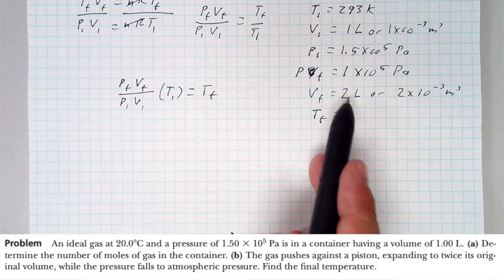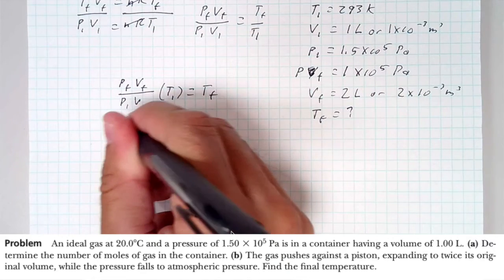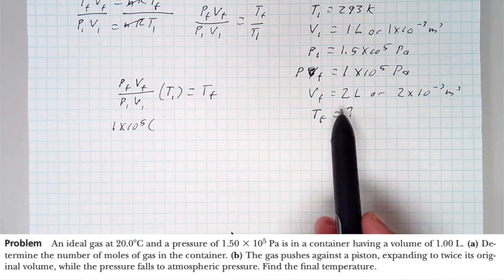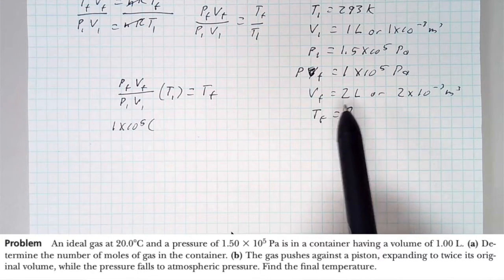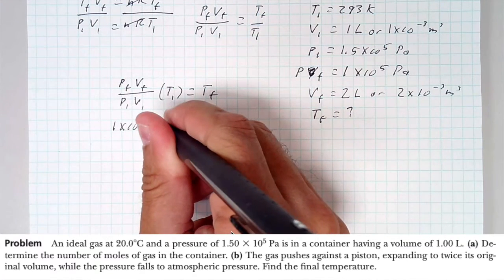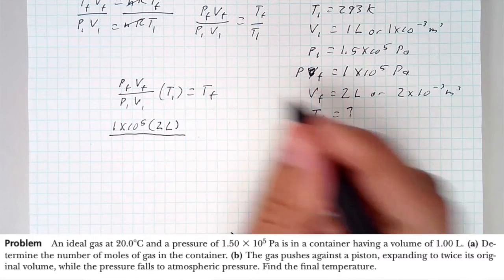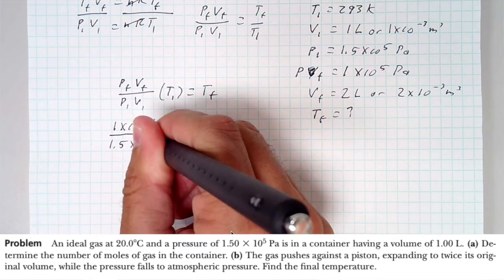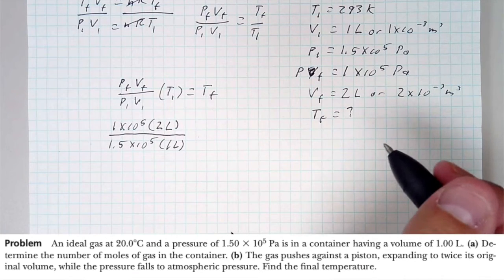So our P final here was 1 times 10 to the 5th pascals, multiplied by V final, which you can leave as 2 liters or write as 2 times 10 to the negative 3rd. The reason you can do that is because we're just looking at the ratio between V final and V initial, and it's going to be the same, so it doesn't matter. So I'm just going to write in 2 liters here, and then divide that by our P initial, which is 1.5 times 10 to the 5th, and then multiply that times 1 liter, that's our V initial.